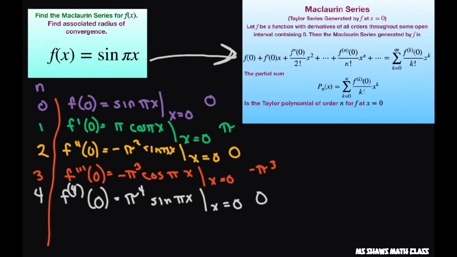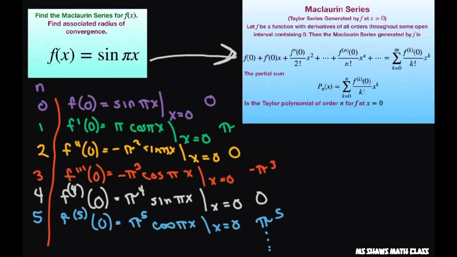And let's do one more, the 5th one. The 5th derivative is going to equal pi to the 5th power cosine of pi x. Evaluating this at x equals 0 gives you pi to the power of 5, and then it repeats. So it's going to be a repetition thing, and I'm going to write this all out in this form given here.